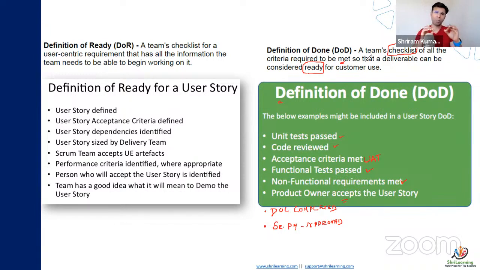Now, go back to principle number 7. What is principle number 7? Can someone read it out? What is principle number 7, Agile?